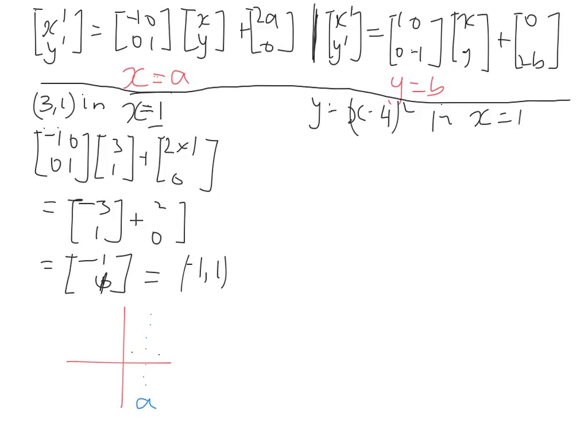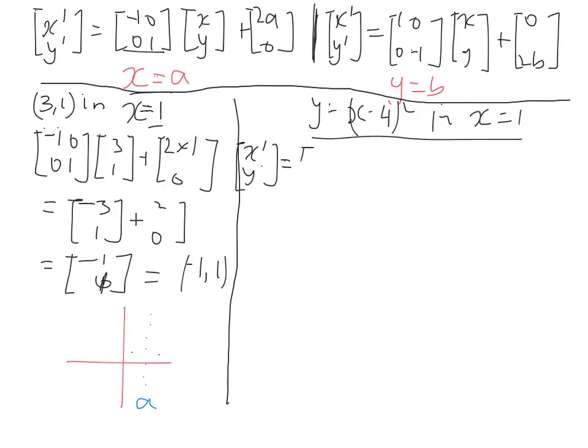Okay, now that we've done that, hopefully we'll have an idea as to what we're looking for when we've got this. So we've got y equals (x minus 4) all squared in x equals 1. We set it up the same way. For dealing with equations, we set up our matrices, x dashed and y dashed, because that's what we're trying to find, will equal our matrix. So it'll be -1, 0, 0, 1, put in x and y since we're dealing with the function, plus 2a, and once again it's 2 times 1, which is just 2, and 0.